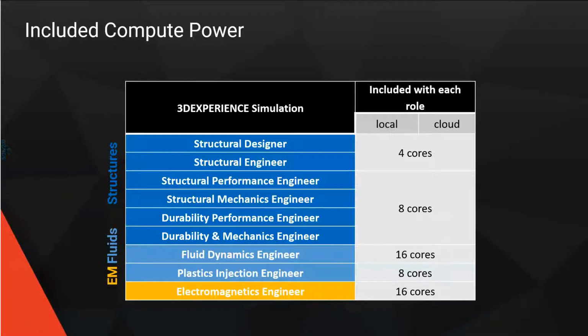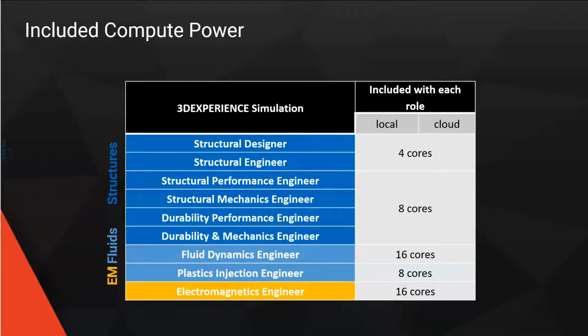But then you have the more advanced roles like structural performance engineer and structural mechanics, which have 8 cores each. And then fluid dynamics, you have 16 cores as a basis, which you get with the role. But like I said many times, you can always go more if you need.